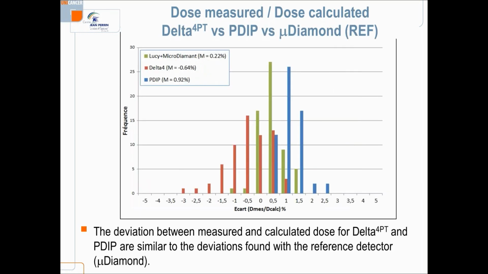The last result is the comparison of the dose measured versus the dose calculated for the 3 detectors: the Delta4, the portal imager, and the microdiamond detector, which is the reference. In green, we can see our reference. In red, we can see the result of dose measured versus dose calculated by the Delta4. And in blue, this is the result obtained by the PDIP. We can conclude that the deviation between measured and calculated dose for Delta4 and PDIP are similar to the deviation found with the reference detector, which is the microdiamond.